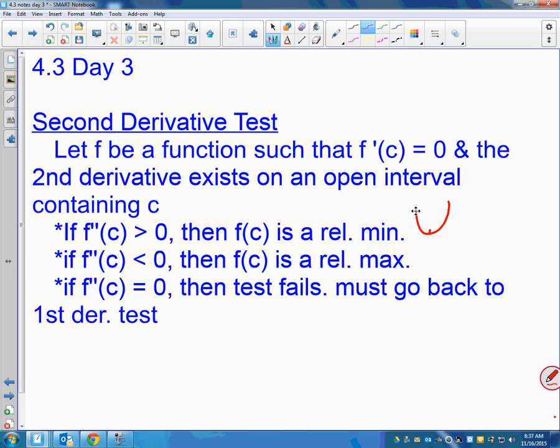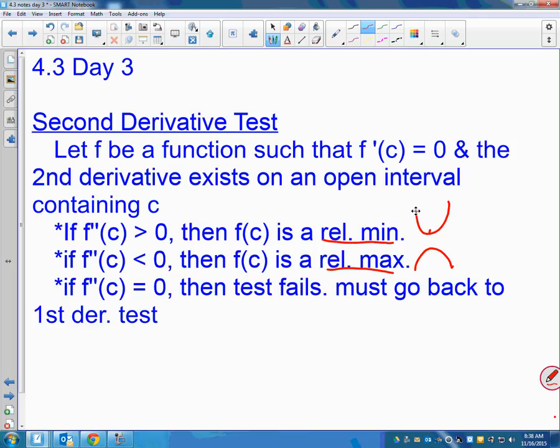So, if you plug it into your second derivative and you get that it's positive, it means it's concave up. Concave up where it's a turning point would have to be a minimum. Does that make any sense at all? And if the second derivative is less than 0, it means concave down. But again, if you're plugging in the critical point where the first derivative equals 0, then concave down at a turning point would have to be a relative maximum.